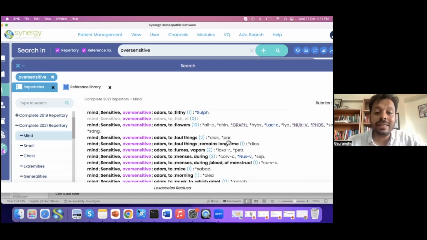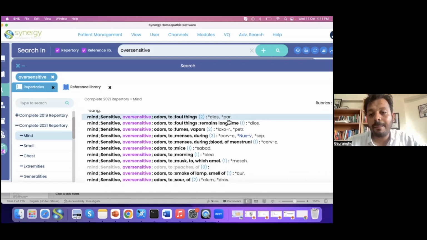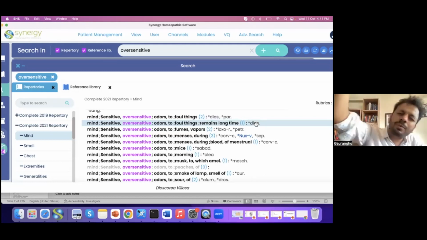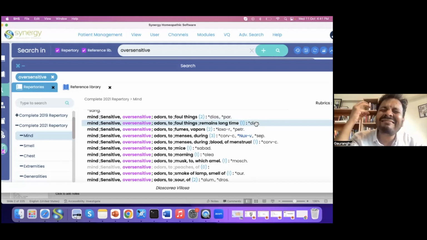Sensitive to odors, especially foul odors. Paris quadrifolia. They're walking on the street and suddenly they smell something very offensive, maybe dog shit, and the other person may not even feel it, but Paris quadrifolia will feel it very deeply. In fact, Dioscorea is another remedy who, even after walking through the street where there is shit, the smell is so sensitive that even if they go 10 kilometers later, they can still feel that smell inside. Oh, Dioscorea. My God.